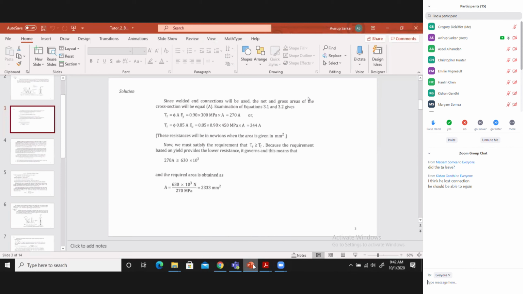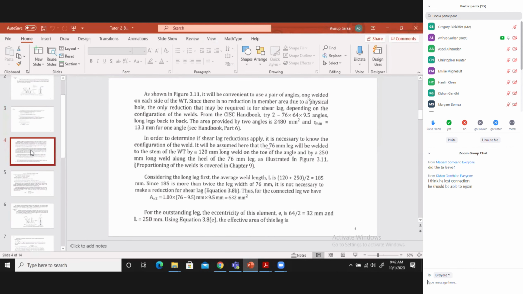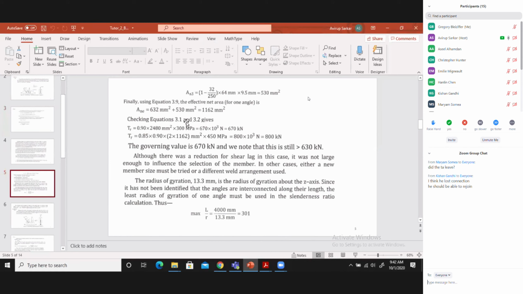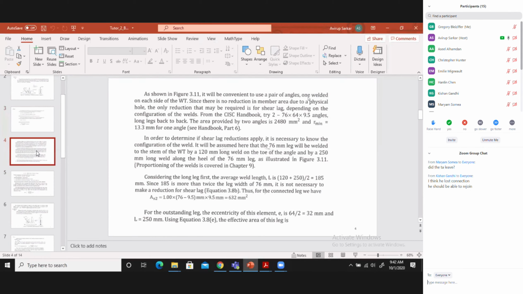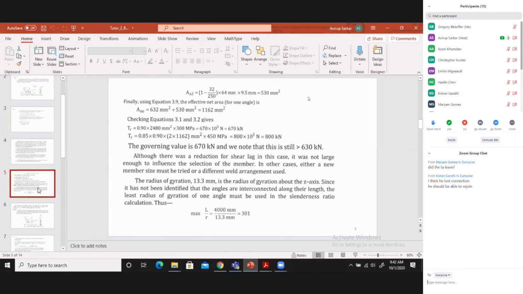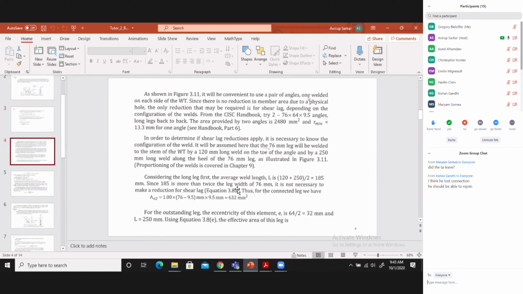So after that, basically you make the AN2 and AN3 calculation. You calculate the effective net area just by, in one case you just subtract for one leg, that is the long leg, the factor is 1, and there you subtract from the leg side the welding, the thickness, basically 9.5 the thickness. And on the other side, you have already made an assumption before that, what is the length.